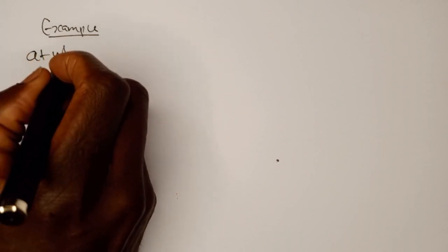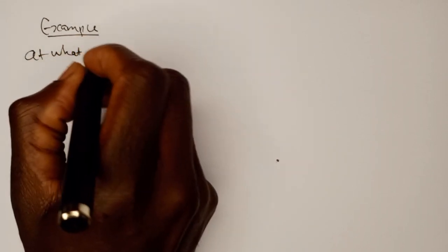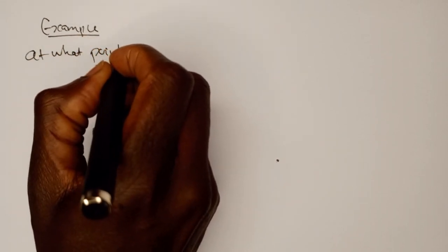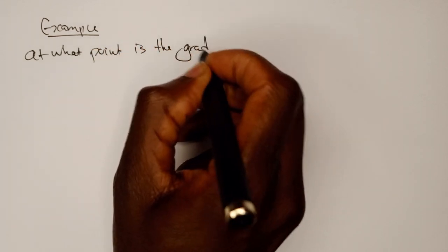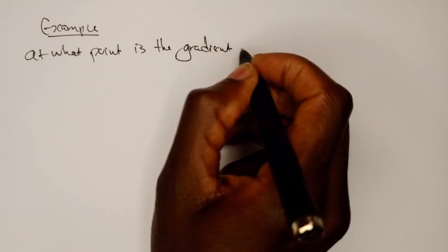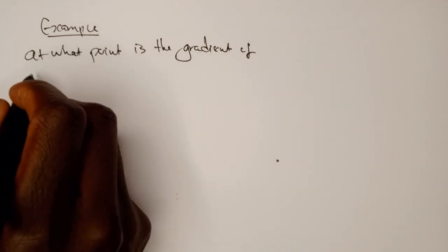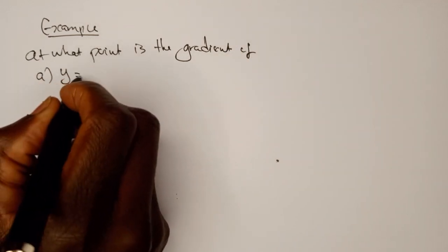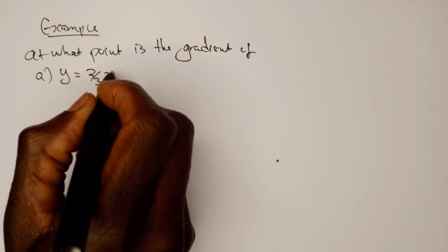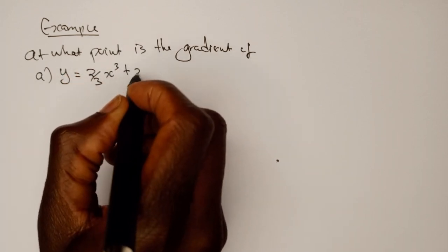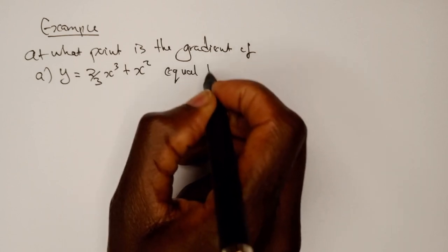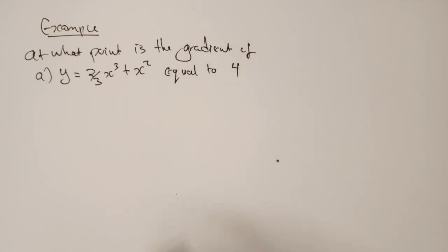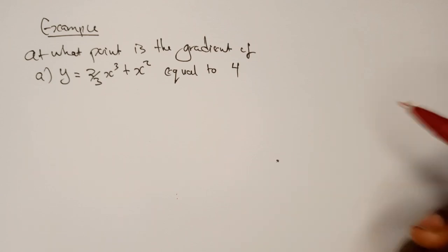At what point is the gradient of y equal to 2 over 3 x cubed plus x squared equal to 4. So now I've told you we have a curve.